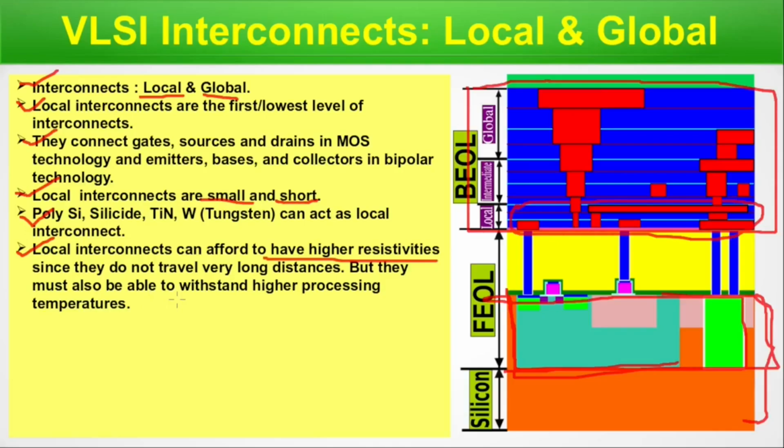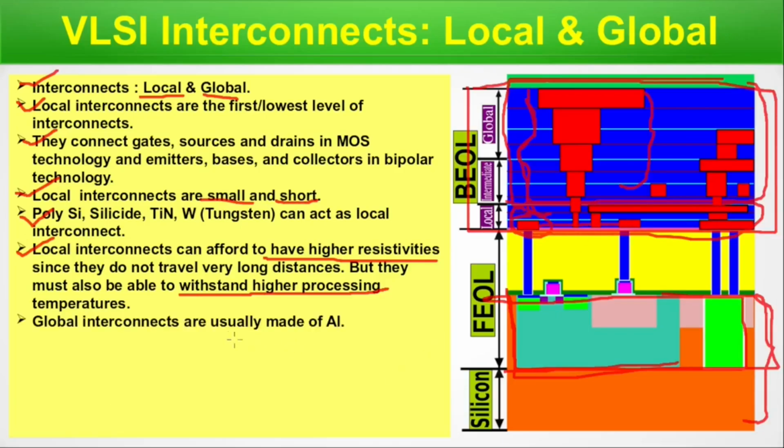For local interconnects, we must choose a material which can withstand higher processing temperatures. If the temperature handling capability of the material with which we are manufacturing these local interconnects is higher, then it can handle the higher temperature of fabrication of this process or this area. While we are fabricating all these steps, if the metal layer or interconnect layer here breaks down, then there is no point in doing that, because that's a failed chip. It will not work accordingly.